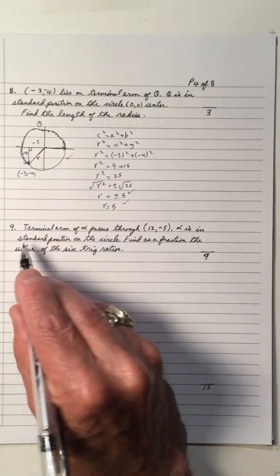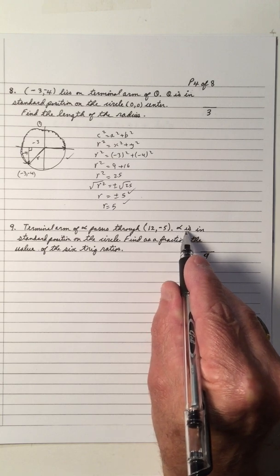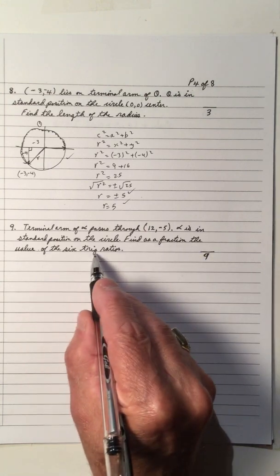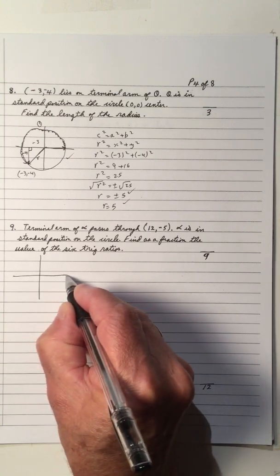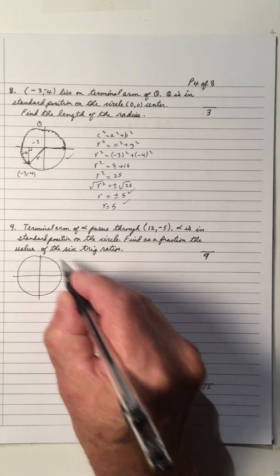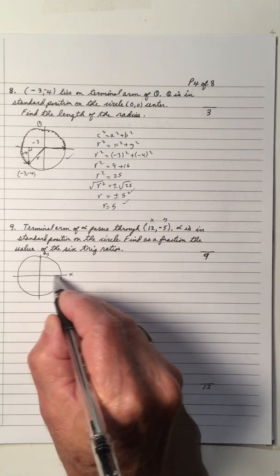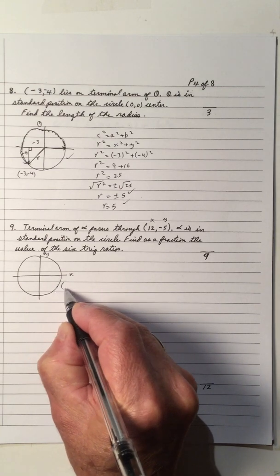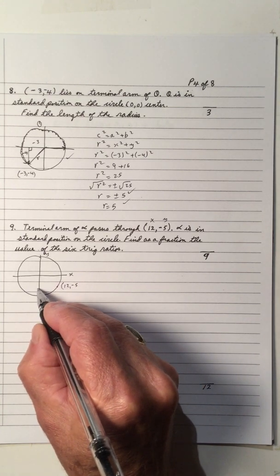Number 9, the terminal arm of alpha passes through the point (12, -5). Alpha is in standard position on the circle. Find as a fraction the value of the 6 trig ratios. So, again, I always draw a diagram to represent everything. And here's the circle going around. Again, this is the x-axis and that's the y-axis. So x is 12, y is negative 5. So let's just pretend that that point is right there. 12 is over here, and y, negative 5, is here.